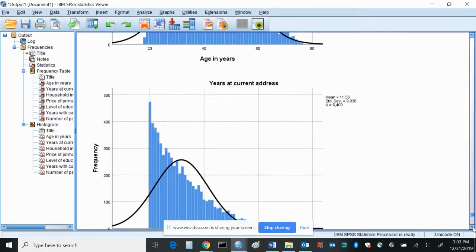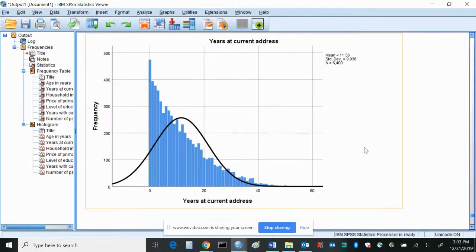If we look at years at current address, our mean is here at 12, right there. And then you can see that with that standard deviation, we've got a major skewed shape over to fewer years at the current address. But there are some people who've been there a bit longer that impact the distribution, but it is mostly happening right around here.